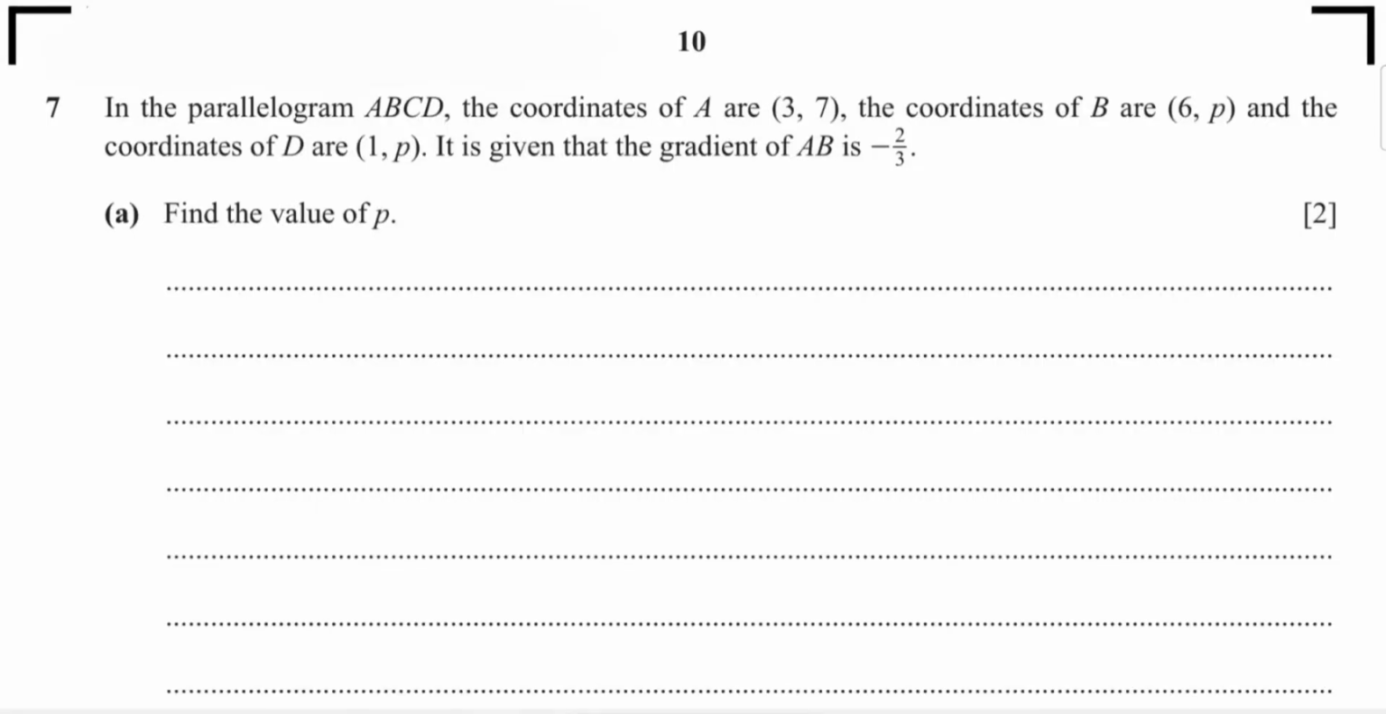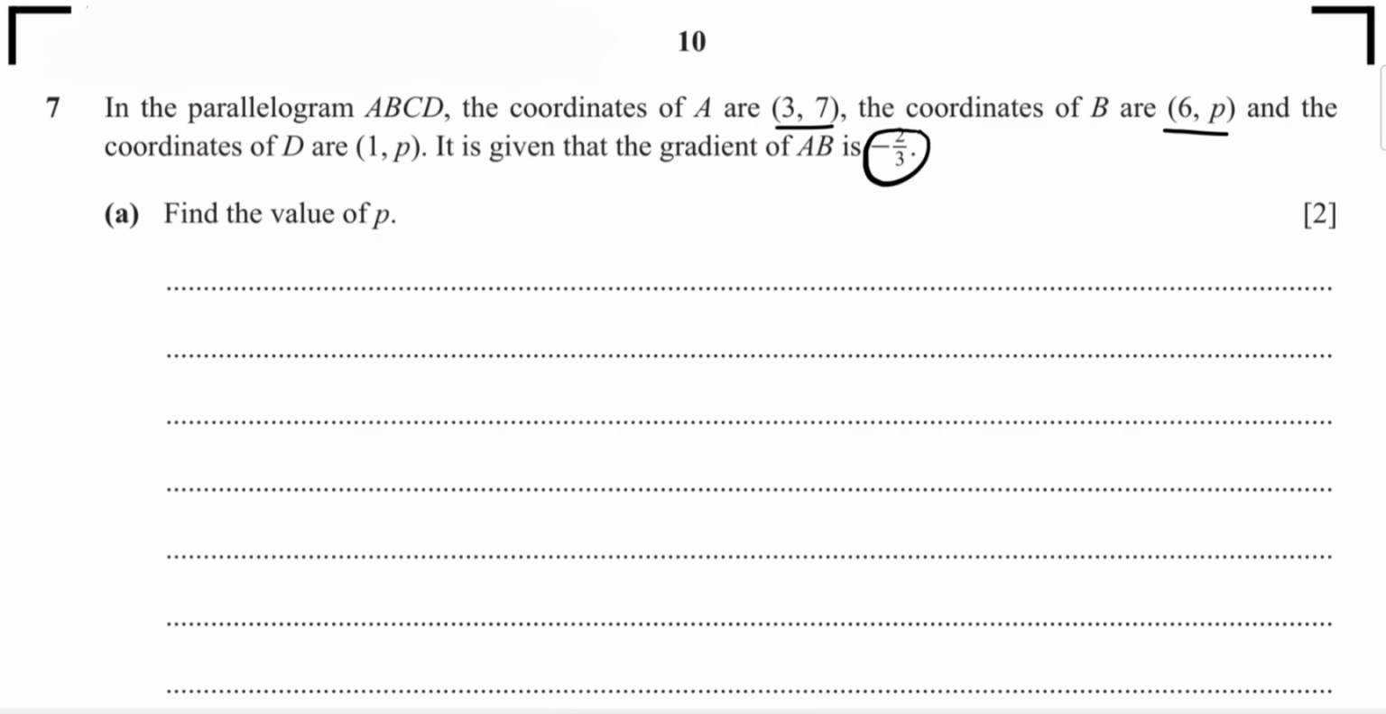Number 7 says in the parallelogram ABCD, the coordinates of A are (3, 7), the coordinates of B are (6, p), and the coordinates of D are (1, p). It says it is given that the gradient of AB is minus 2/3, and part A says find the value of p. So we're given point A and point B, and we're told that the gradient is minus 2/3, right?